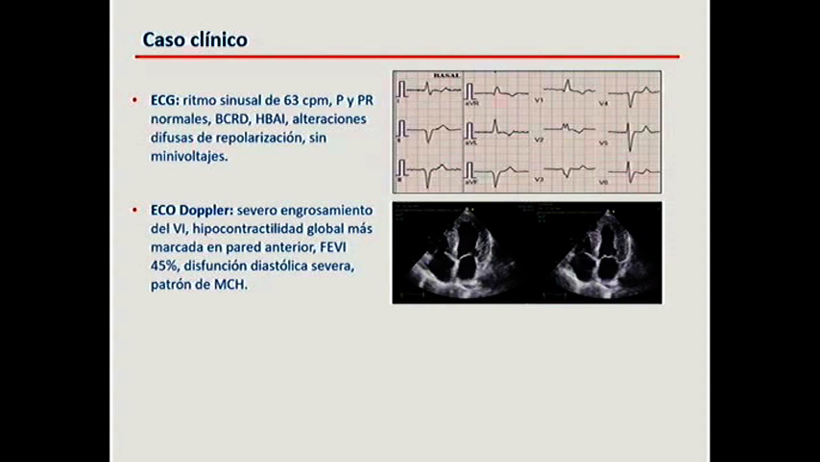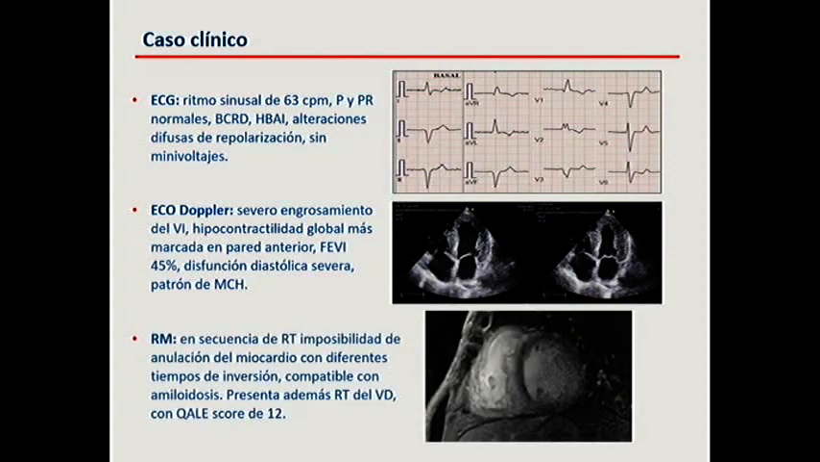He had a Doppler echo that showed a severe thickening of the walls of the left ventricle and a global contractility alteration in the anterior wall, an ejection fraction of 40 to 45%, and a severe diastolic dysfunction, with a general hypertrophic pattern. We can see the ventricular cavity, the wall thickness, and the increase of both atriums.